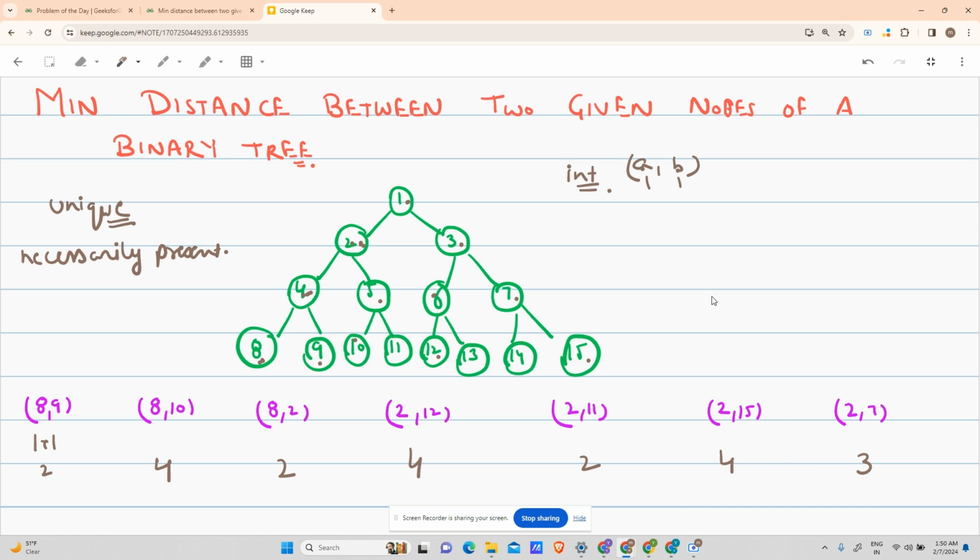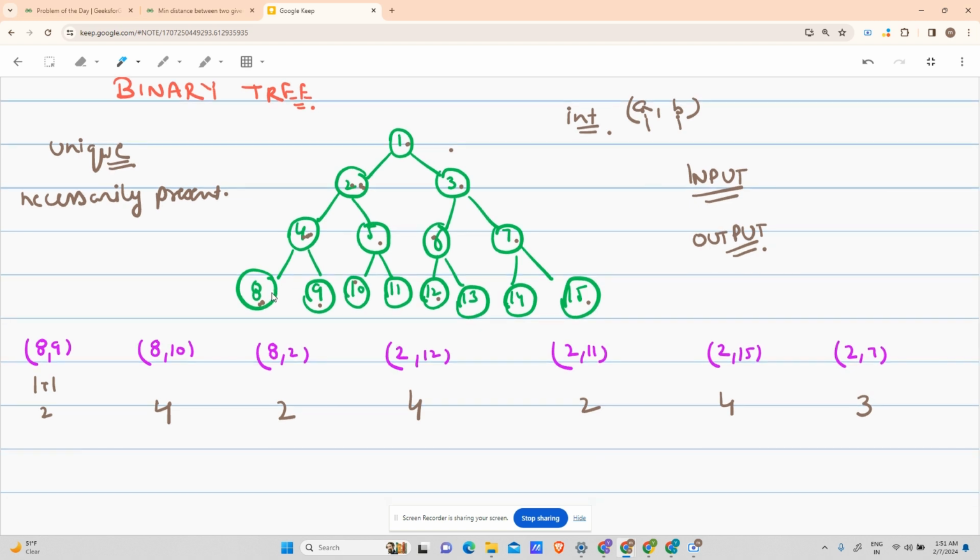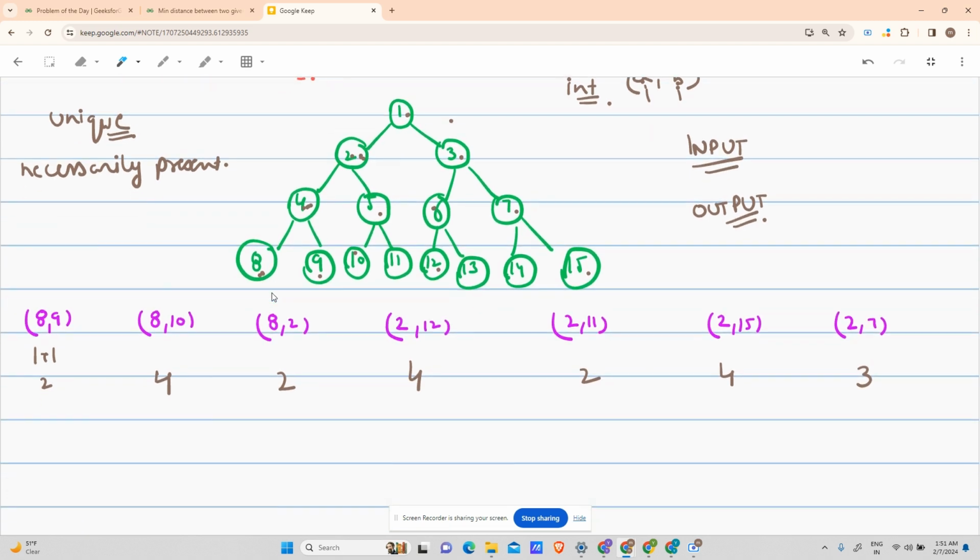These are your answers. So I think we are clear with what input is provided to us. Input is a binary tree, an integer a and an integer b, and the output is as we discussed right now, right? So what should be our approach? That is the main thing to do when we are solving a question, right? To maintain a streak, to learn something, we have to solve the question. What should be our approach?